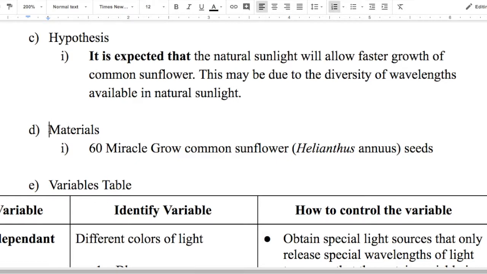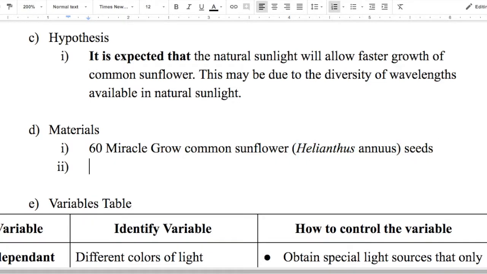Then material section. Material section is very important. In the material section you should state what materials you use. So for example, if I were to use common sunflower seeds, I would say how many I used, the company, their genus and species. If you were to do a measurement tool, you could say that you're using 100 milliliters of graduated cylinder.